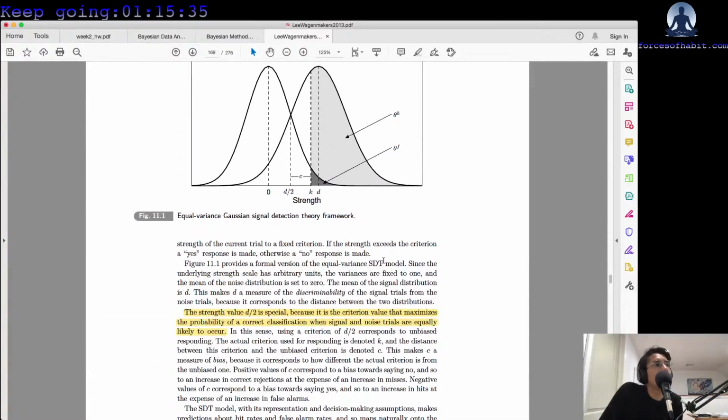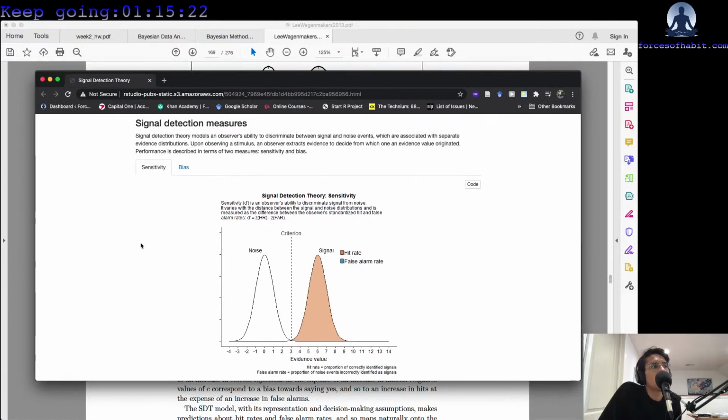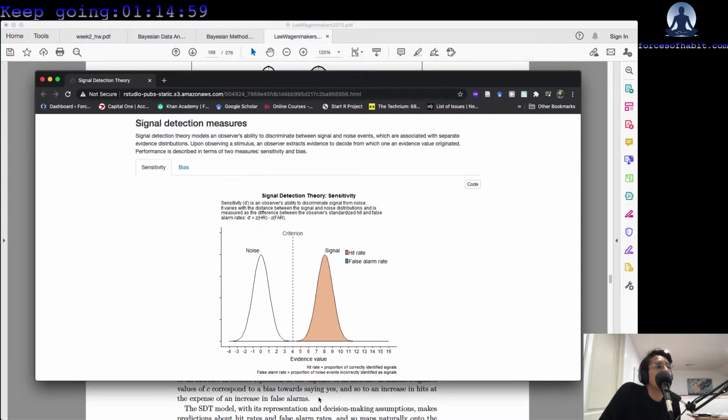I don't see this yet visually in my mind, but I did find this sick GIF. Check this out. So here is essentially what's representative of differences in discriminability. So as D increases, we get increased hit rates and decreased false alarm rates, as our stimuli are more discriminable from one another.